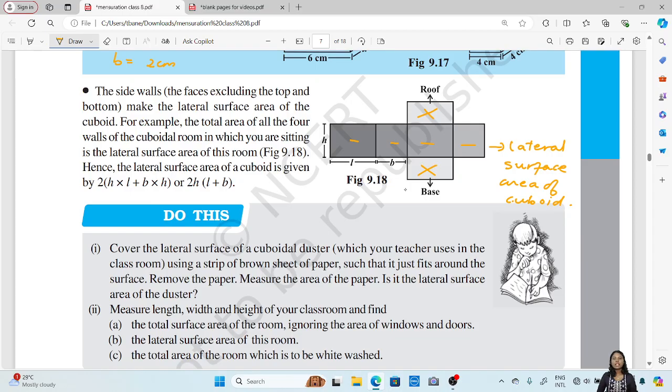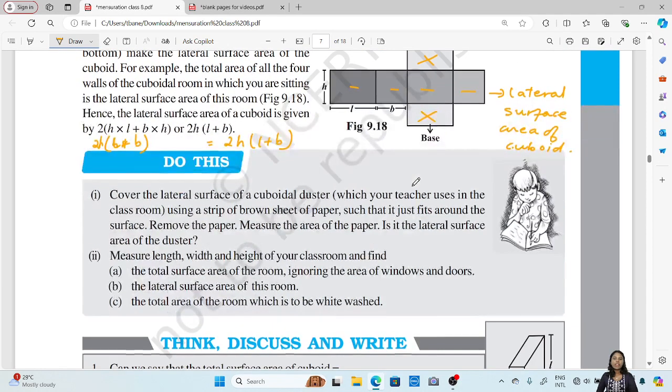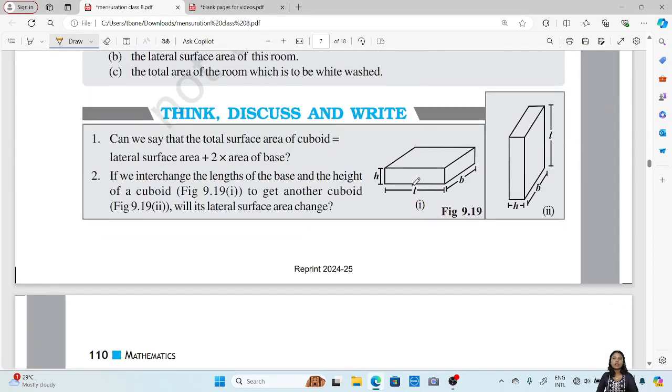Hence, the lateral surface area of a cuboid is given by, we have 2 times height into length, so height and length, height and length, plus breadth into height. This we can write by taking h out as h into L plus B. So it will be 2h(L plus B). Using that we can find the lateral surface area of a cuboid.